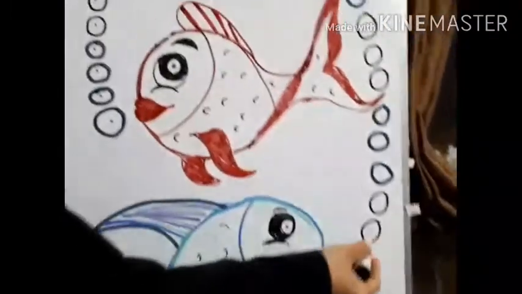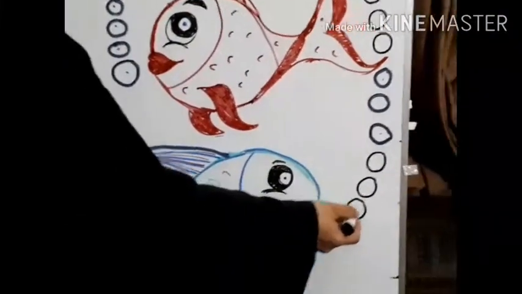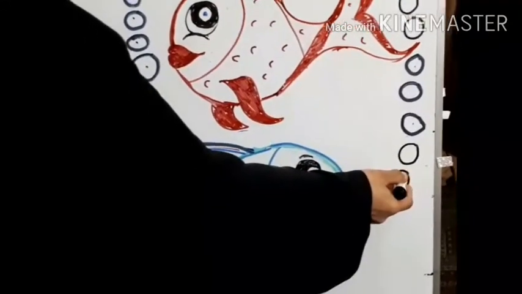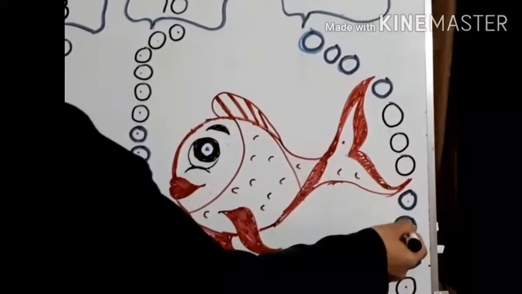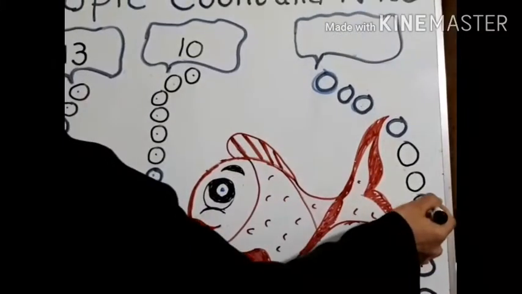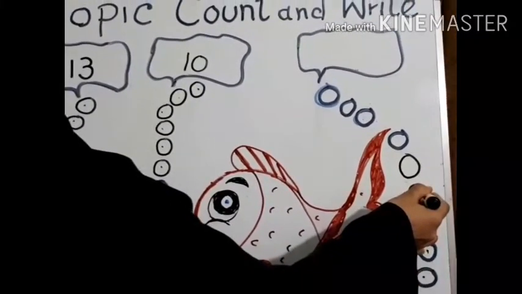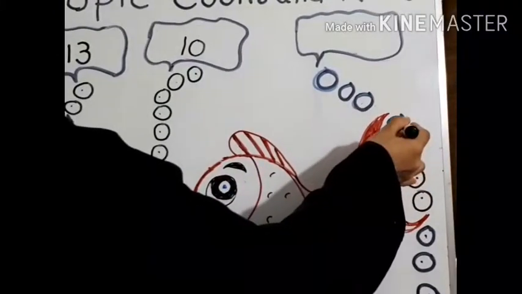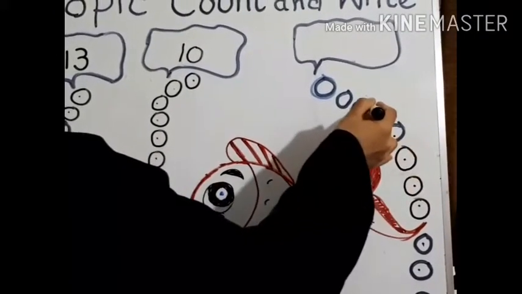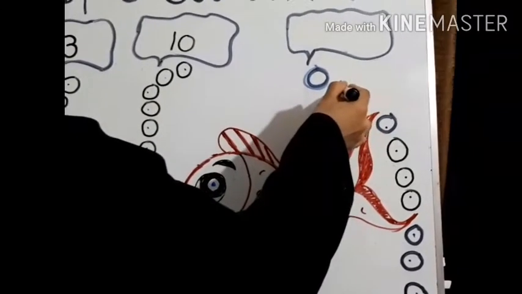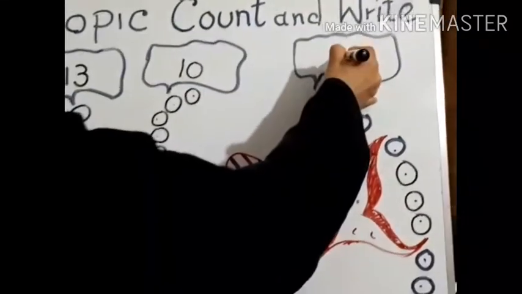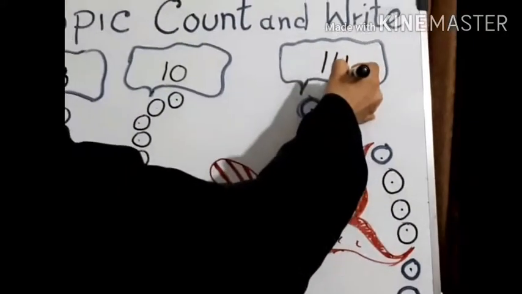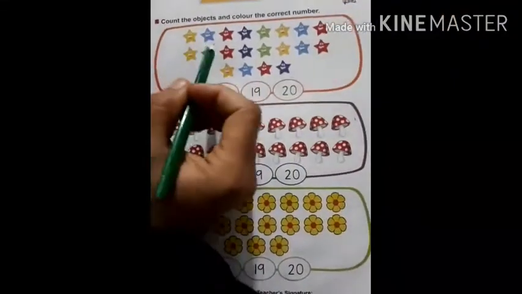Look at the bubbles. Start counting them with me. 1, 2, 3, 4, 5, 6, 7, 8, 9, 10, 11, 12, 13, 14. How many bubbles are here? 14 bubbles. So we will write 1, 4, 14 in the given box. Good. It is done. Now we will do some work from the book.